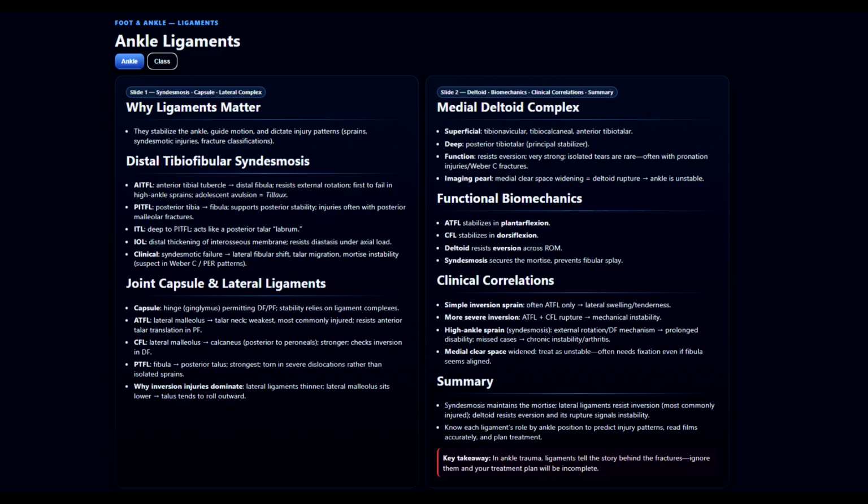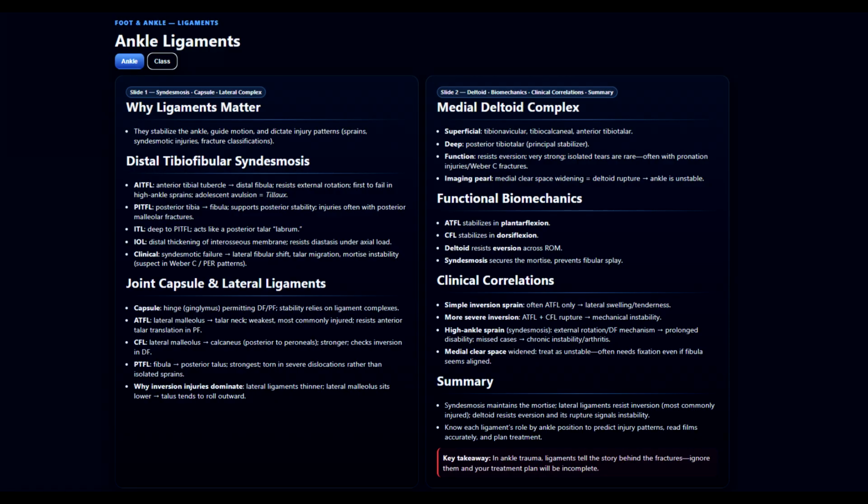The posterior inferior tibiofibular ligament, PITFL, connects the posterior tibia to the fibula. It is weaker than the AITFL, but critical in maintaining posterior stability. Rupture here may accompany posterior malleolar fractures. The inferior transverse ligament also lies deep to the PITFL and provides additional posterior support, essentially functioning as a labrum for the talus. The interosseous ligament, IOL, is the distal thickening of the interosseous membrane. It binds tibia and fibula tightly together, resisting diastasis under axial loading.